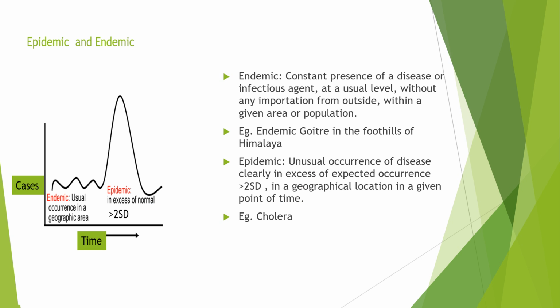So you can see here the graphical representation of epidemic and endemic. Endemic is where the graph is showing a constant level, usual occurrence in a geographic area. But in epidemic, there is an excess to the normal expectation, usually more than 2 standard deviations. So now hopefully it is clear how it is differentiated between the epidemic and the endemic.